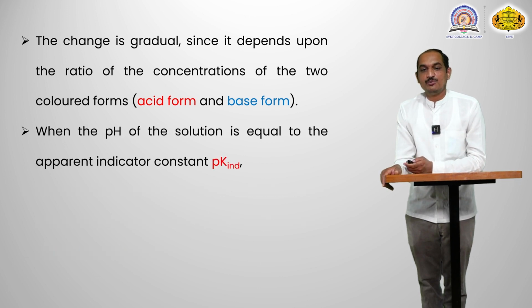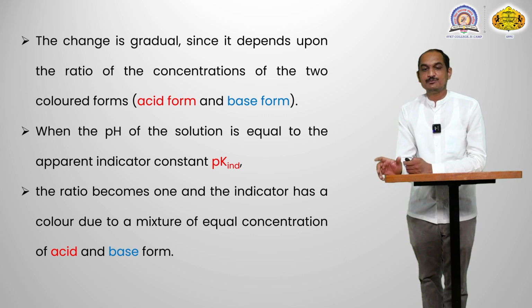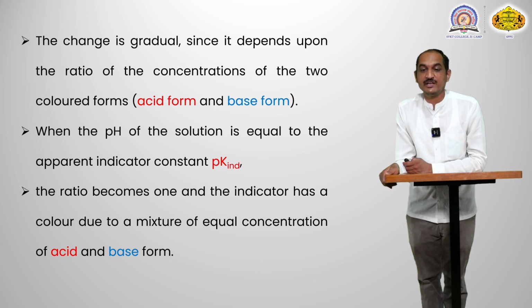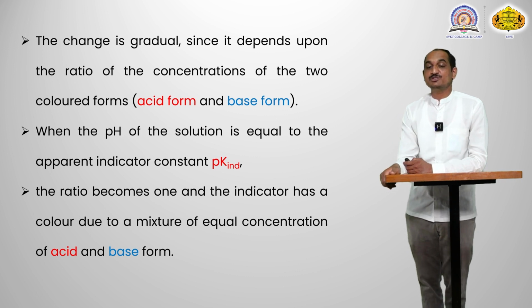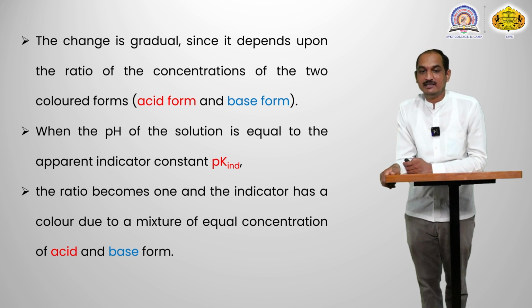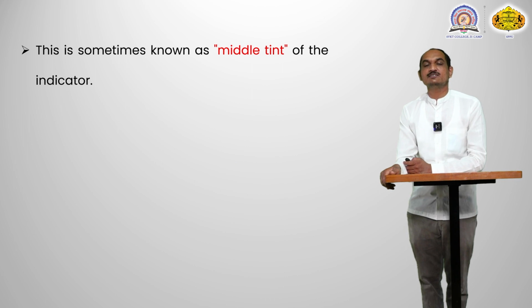When the pH of the solution is equal to the apparent indicator constant pK indicator, then the ratio becomes 1, and the indicator has a color due to a mixture of equal concentrations of acid and base form. Once again I repeat, when the pH of the solution is equal to the apparent indicator constant pK indicator, then the ratio becomes 1 and the indicator has a color due to a mixture of equal concentration of acid and base form.